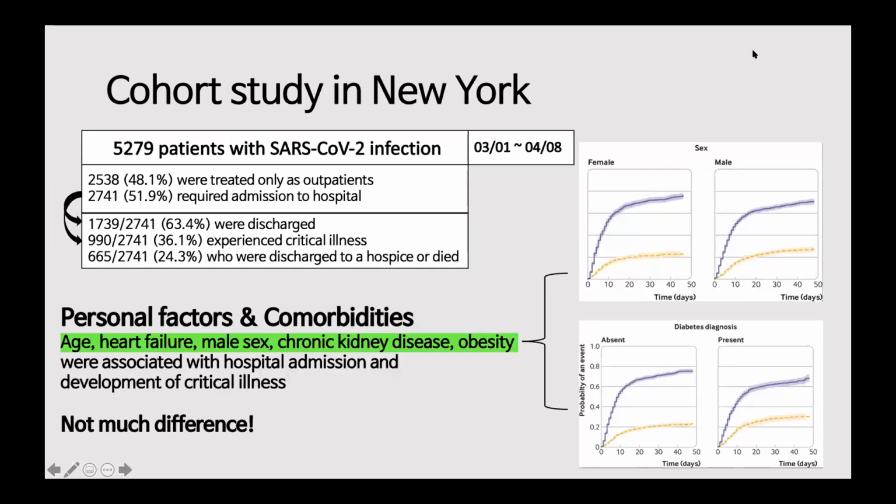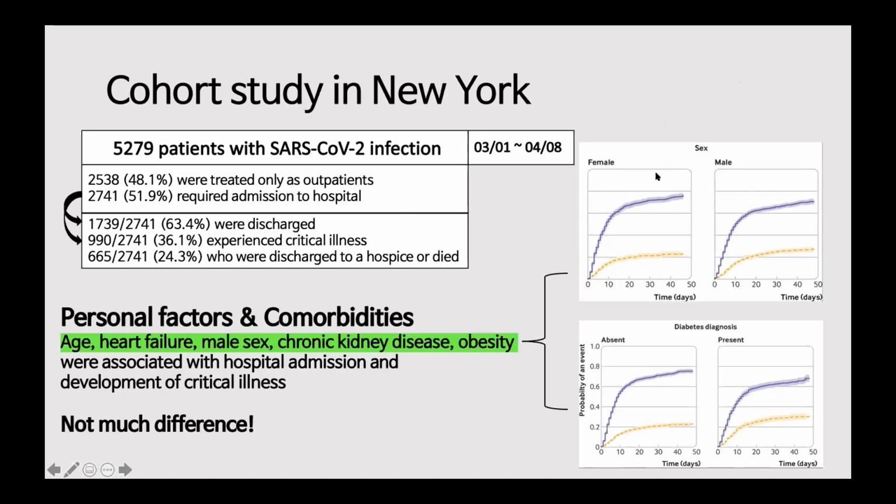So before I tell you the reason, I'll also have to mention the studies in New York, which investigated 5,000 patients with infection from March to April. It's quite complicated, but you can see that among them, 36% of people who were admitted to hospital were experiencing critical illness, and among them, more than half went to a hospice or had a high chance to die.